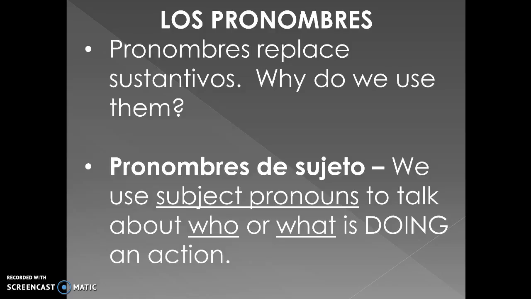Pause the video briefly and think about what we could do to change this paragraph and why we might want to do that. Once you're done, restart.